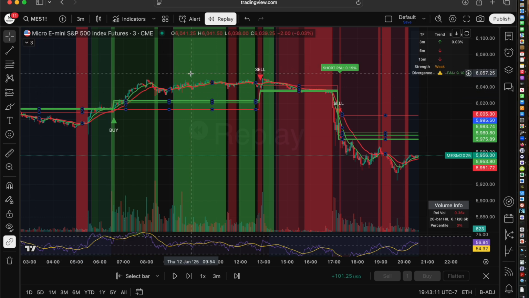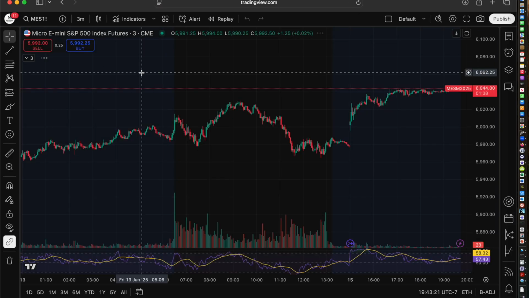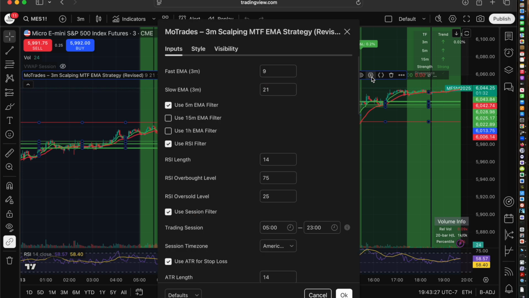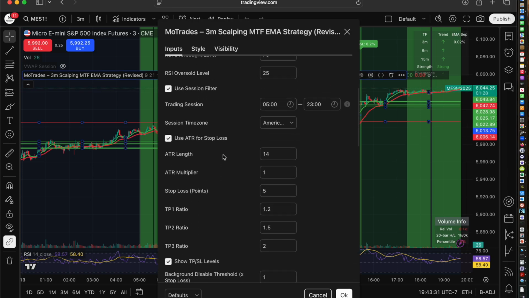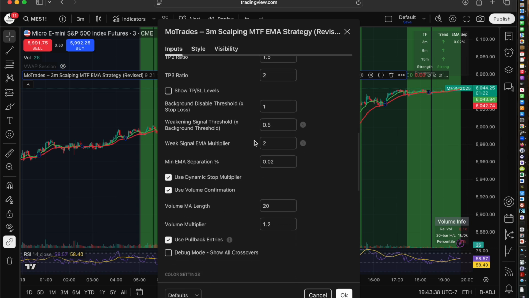Yeah, I'm not sure. Sometimes with TradingView, you have to refresh the page so you can go back in the settings. There you go. So we're gonna turn off. We're not gonna show take profit and stop loss levels.